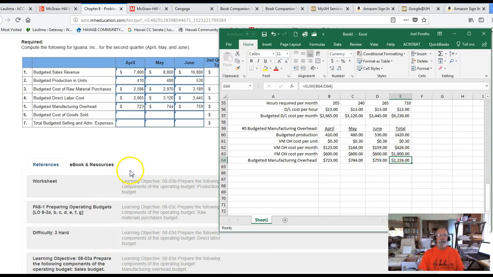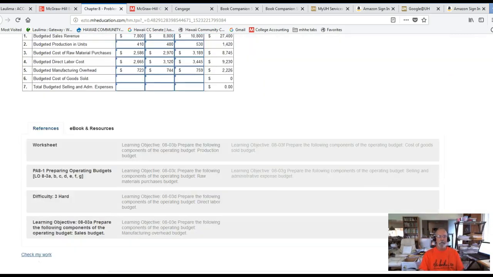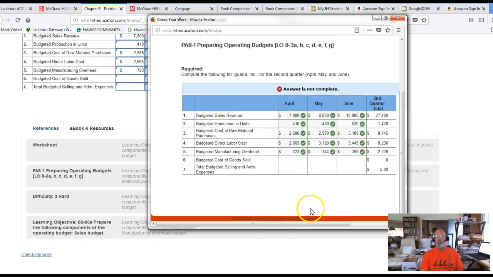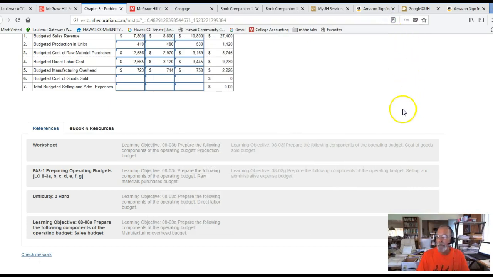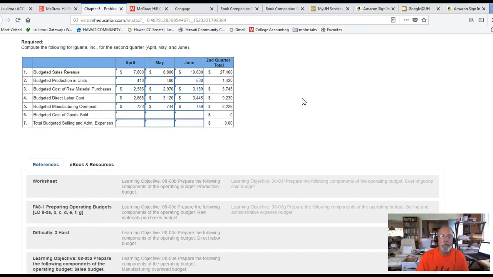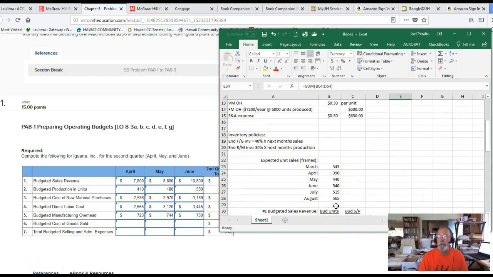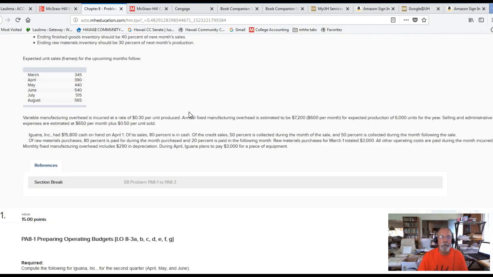Let's see if our check my work is going to agree. Okay, now we are okay. We got past those tough calculations. Let's see what's coming up here. Budgeted cost of goods sold. Let's see what we have up here.